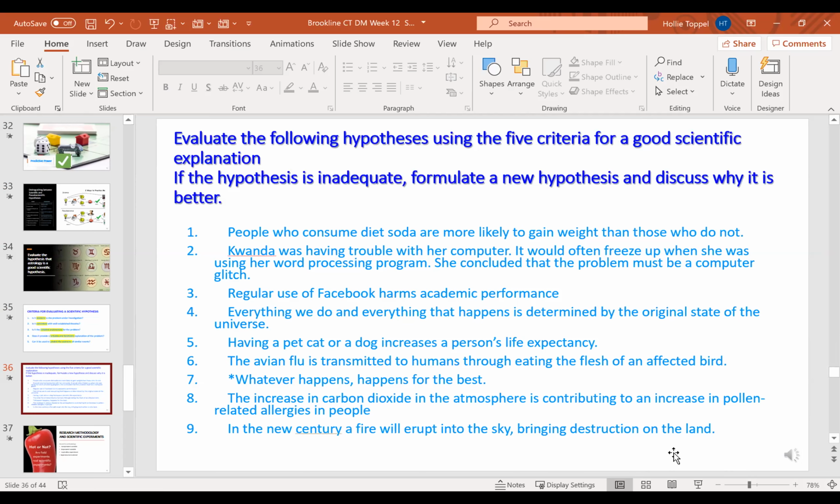People who consume diet soda are more likely to gain weight than those who don't. So do I pass it as inadequate or adequate? It's inadequate, you're supposed to form another one. Regular use of Facebook harms academic performance. What do you think? Everything we do, everything that happens is determined by the original state of the universe. I don't know how you're going to test that one. Having a pet cat or dog increases a person's life expectancy. The avian flu is transmitted. COVID flu is transmitted to humans through eating flesh of an affected bat. Whatever happens is the best. We said all these other ones.